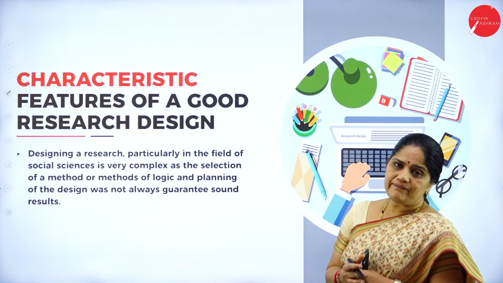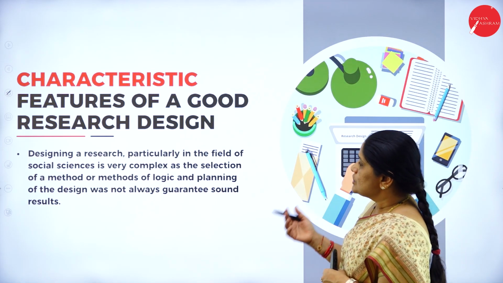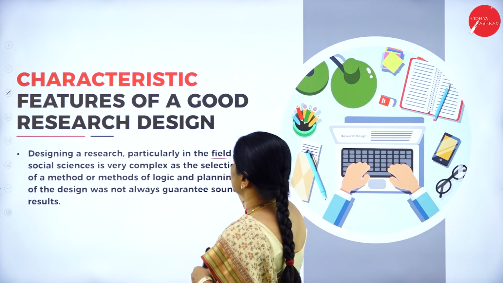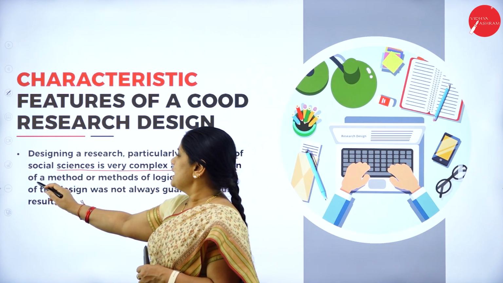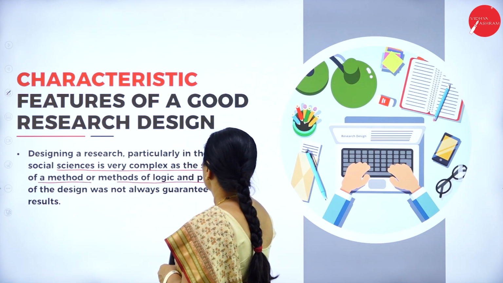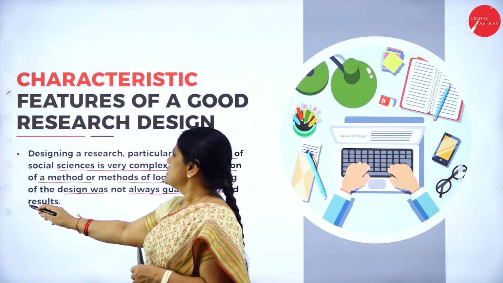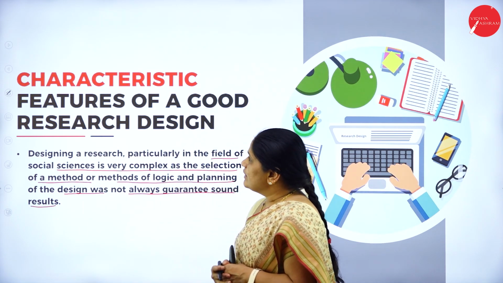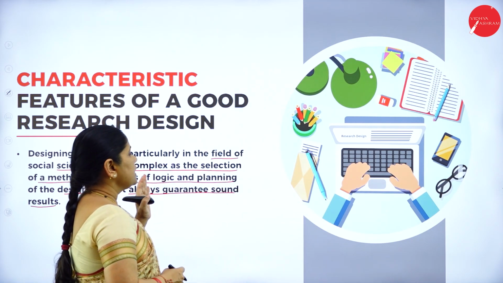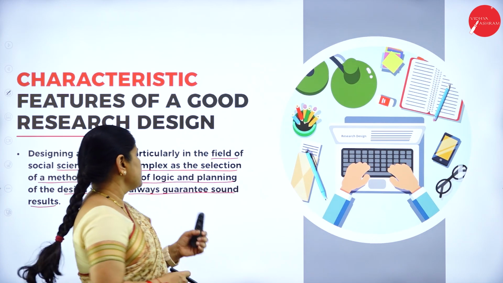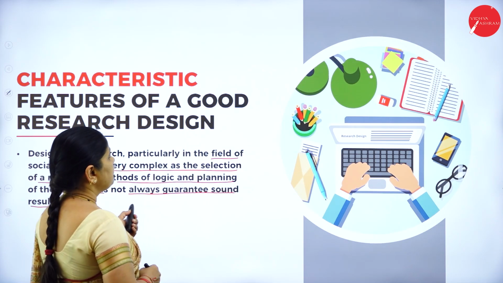Next, let us have a look at the characteristic features of a good research design. Designing a research, particularly in the field of social sciences, is very complex, as the selection of a method or methods of logic and planning of the design does not always guarantee sound results. So the characteristic features of a good research design, especially in the social sciences, should be logical and planned.